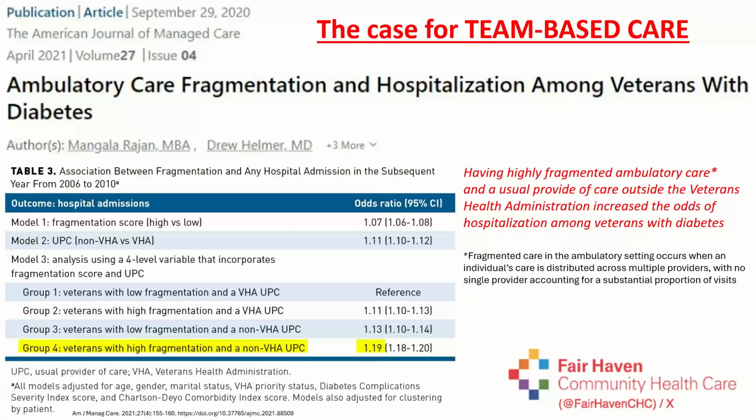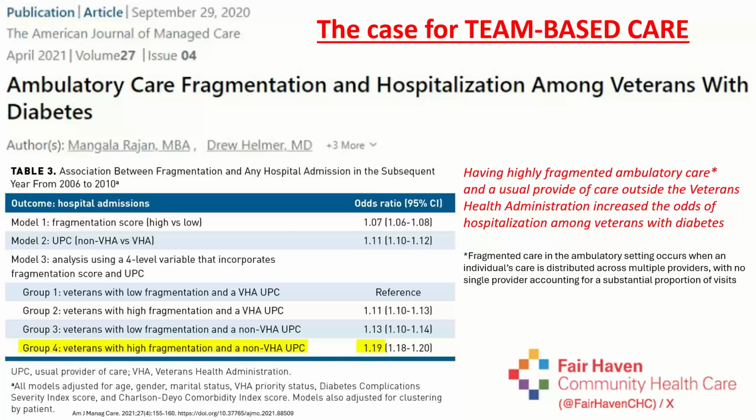So that was kind of the whole person. And now we also say, well, what's the case for team-based care? What does that mean? So here's a recent paper in the last few years that shows that ambulatory care fragmentation increases the risk for hospitalization.